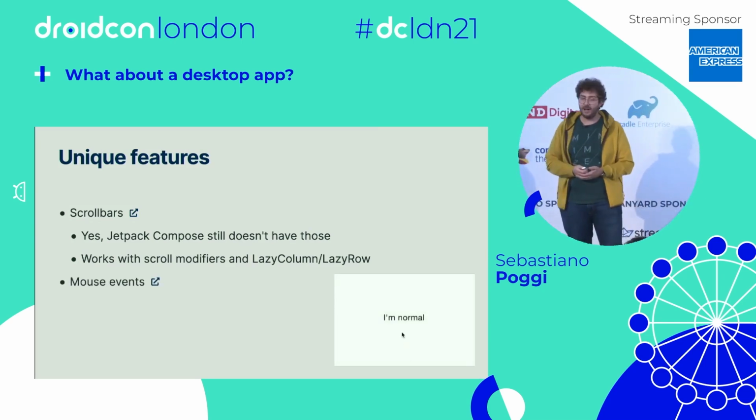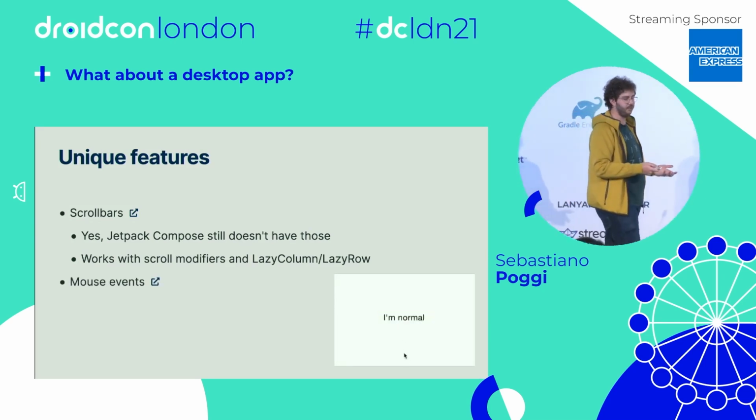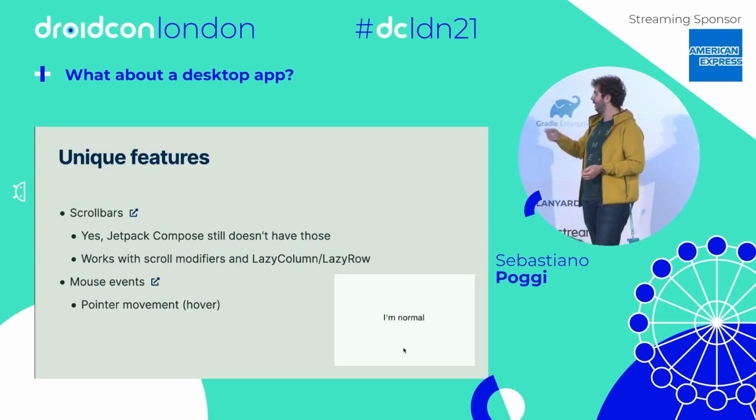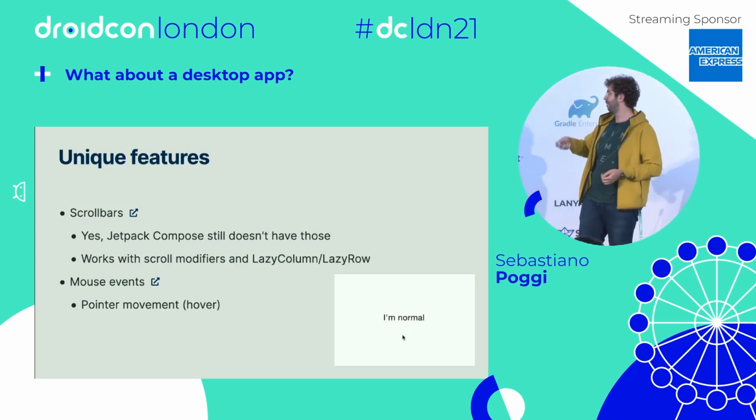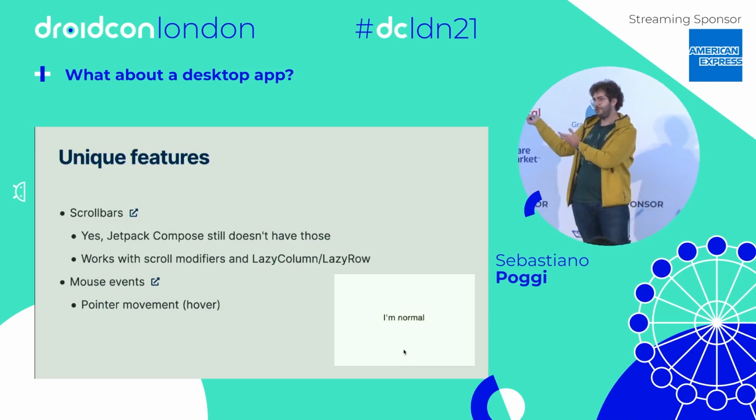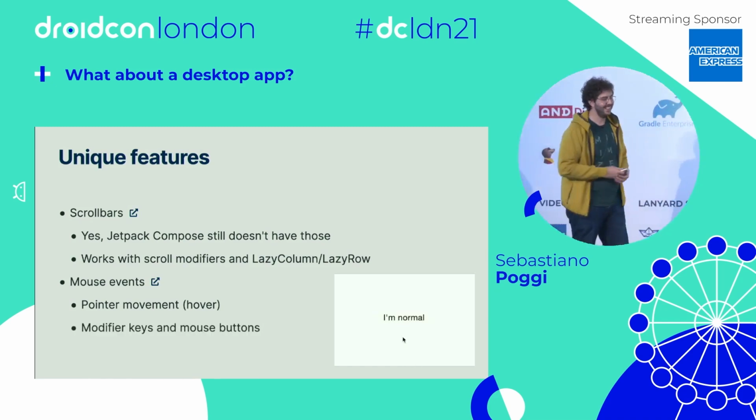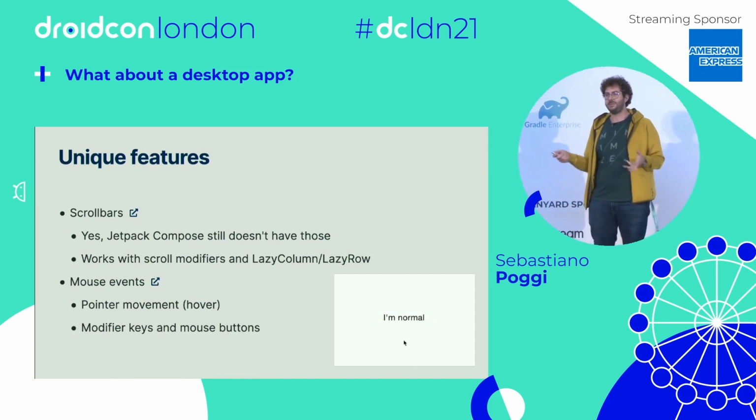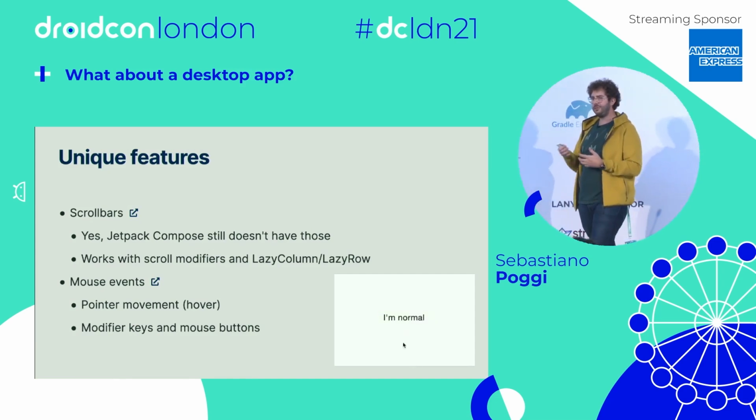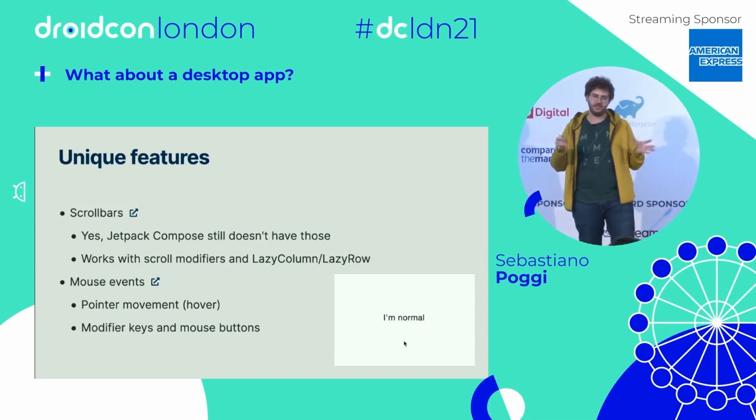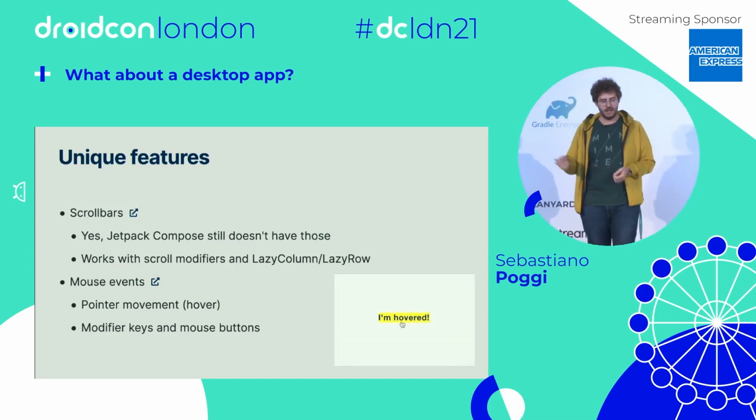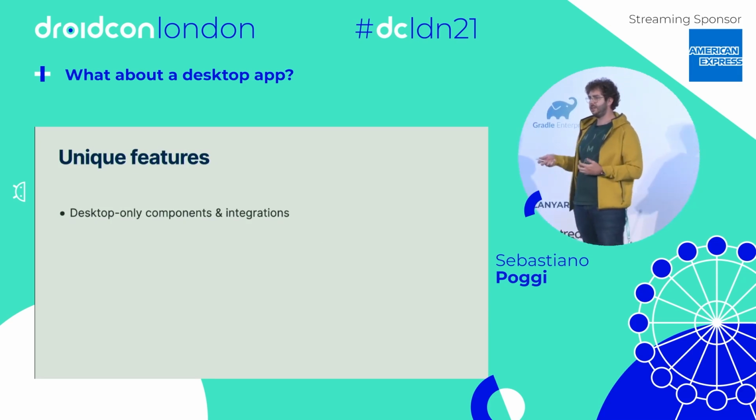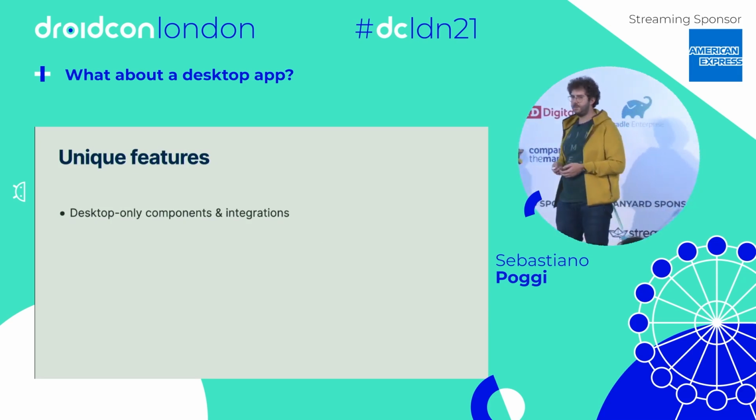Next up, you have mouse events, which you don't really get on Android. So you have things like pointer movement, and you can tell when something has the pointer on top of it, because maybe you have more yellow on your UI. I don't know. I do. There are modifier keys and mouse buttons, other concepts that exist on desktop but don't really exist on Android. So there are some specific APIs for that.